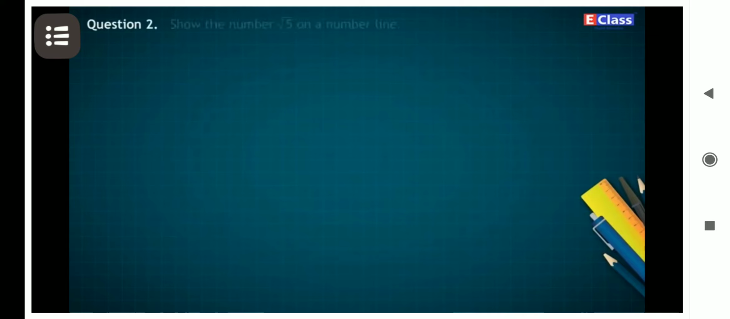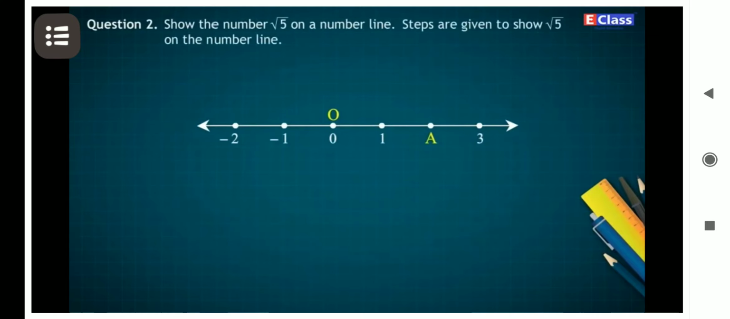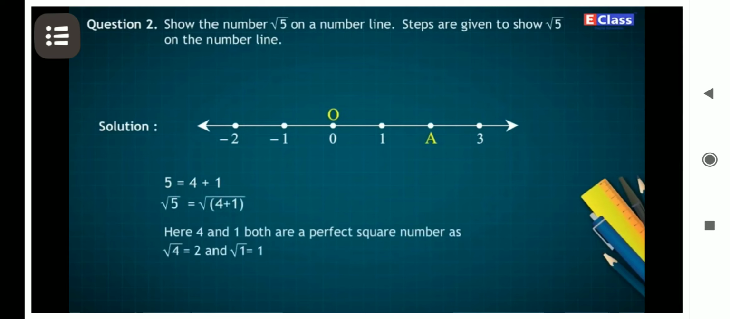Question 2. Show the number square root of 5 on a number line. Steps are given to show square root of 5 on the number line. Solution. 5 is equal to 4 plus 1. Therefore, the square root of 5 is equal to square root of 4 plus 1. Here, 4 and 1 both are perfect square numbers as the square root of 4 is equal to 2 and the square root of 1 is equal to 1.